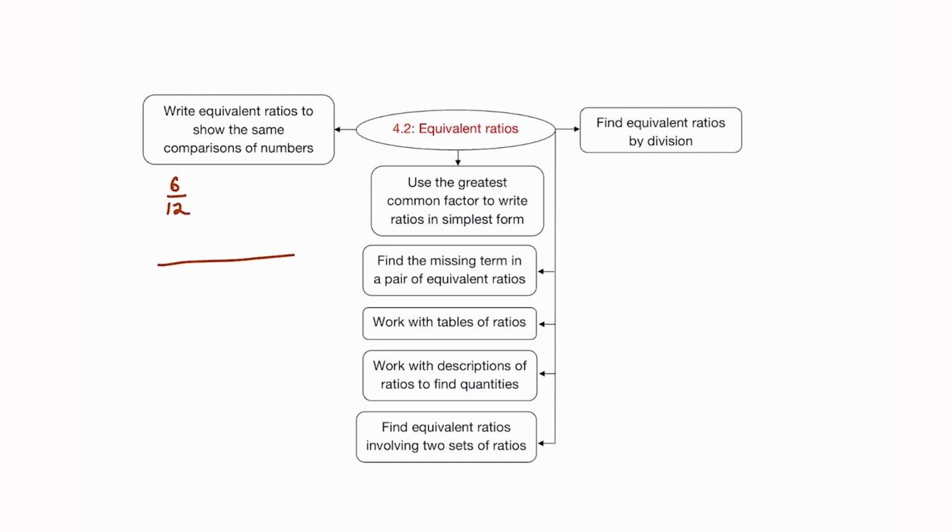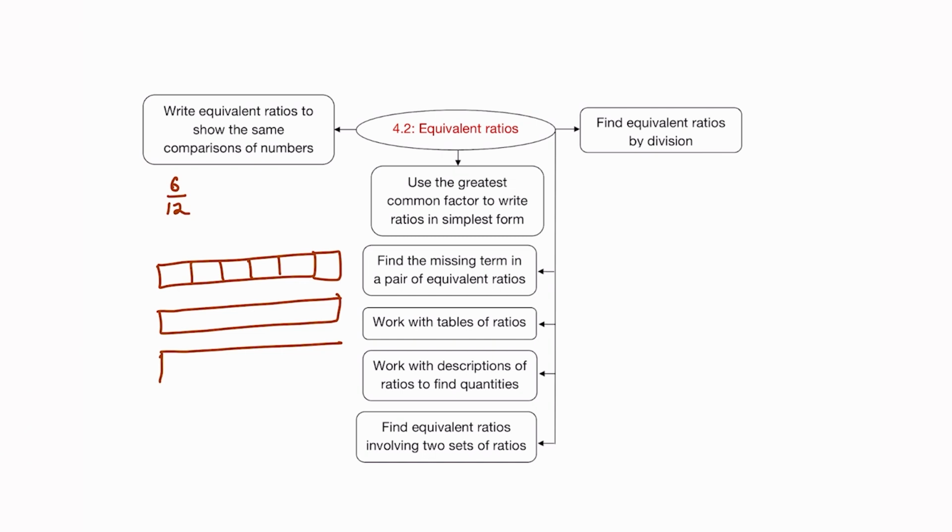Okay, I'm going to make the bar model here. That's 1, 2, 3, 4, 5, and 6. Now we have 12 there, right? So I'm going to make 12 here. That's 1, 2, 3, 4, 5, 6, and 1, 2, 3, 4, 5, 6. I know they're not equivalent, but the idea is to explain the concept to you. So that's 6, and this together is 12.